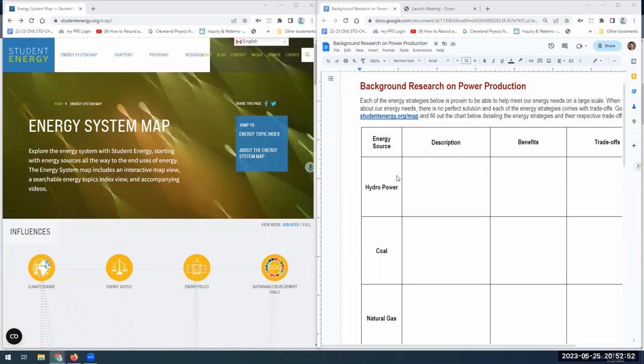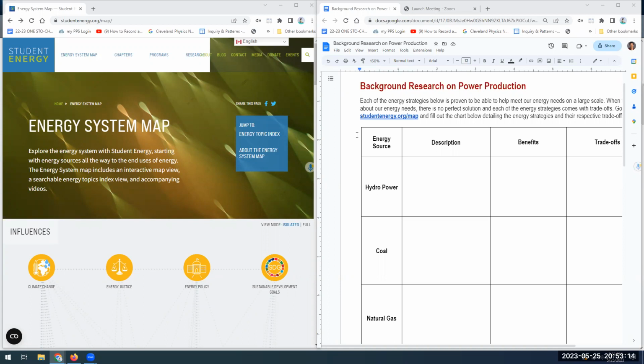In this video, I am going to walk you through how to complete the background research on power production assignment. I'm going to walk through one row together, the first row, and that will give you an idea of what my expectations are for this assignment. And then you and the rest of your group will work together to complete the remaining rows in this assignment.